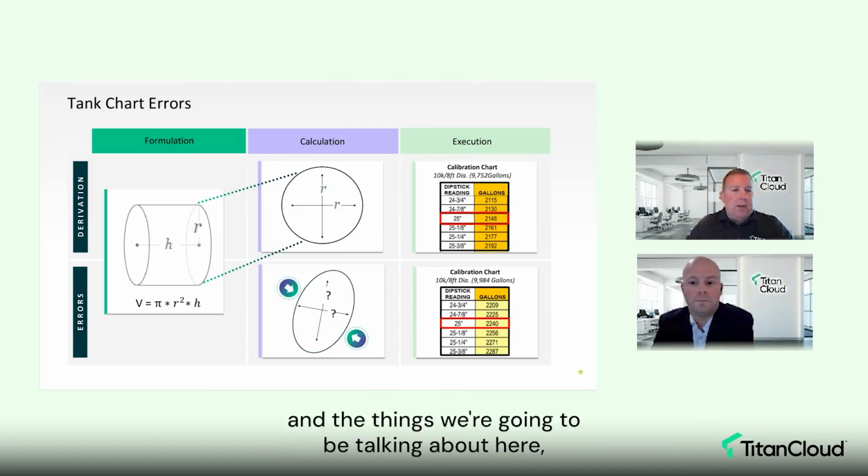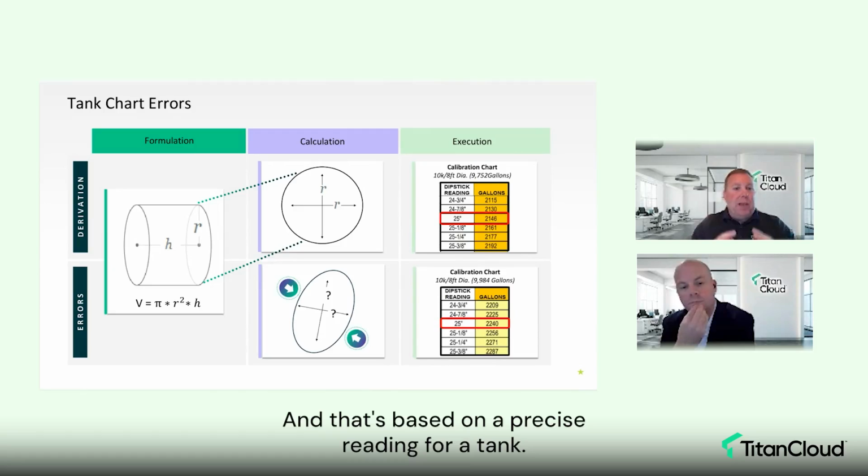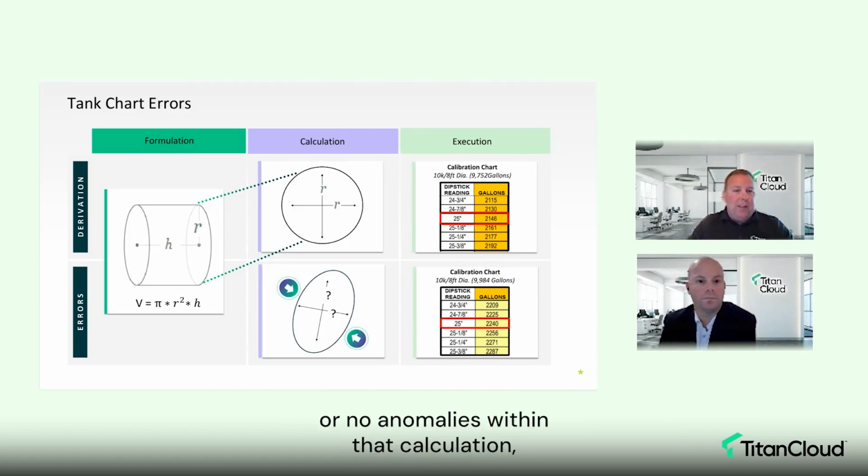Absolutely. And the things we're going to be talking about here is that the foundation of the data that's feeding your variance is the tank chart that you're using. If people are not familiar with tank charts, when a tank is manufactured, the manufacturer will develop a chart based on inch readings that are converted into gallons. And that's based on a precise reading for a tank, with no deviations or anomalies within that calculation.